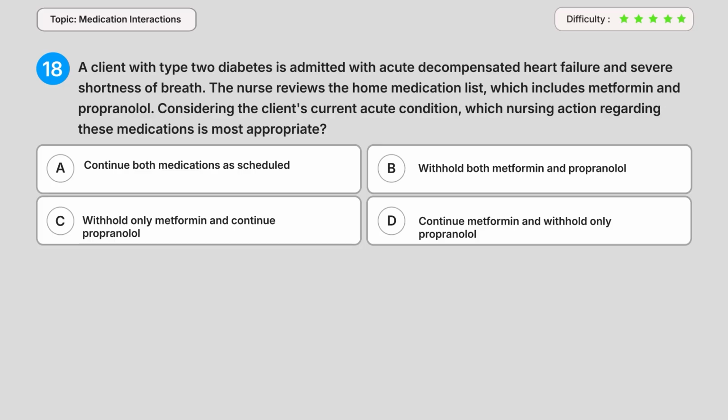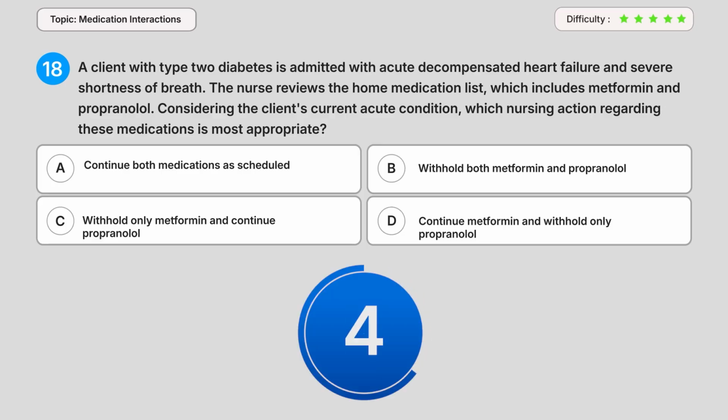A. Continue both medications as scheduled. B. Withhold both metformin and propranolol. C. Withhold only metformin and continue propranolol. D. Continue metformin and withhold only propranolol. Do you know the answer?